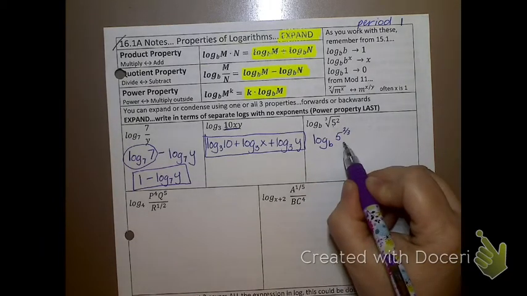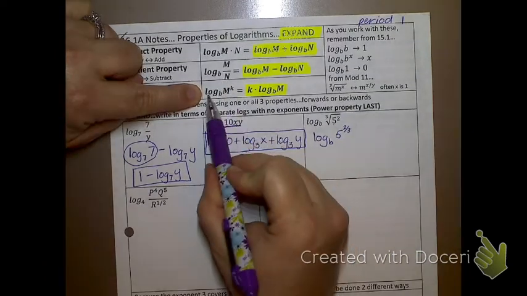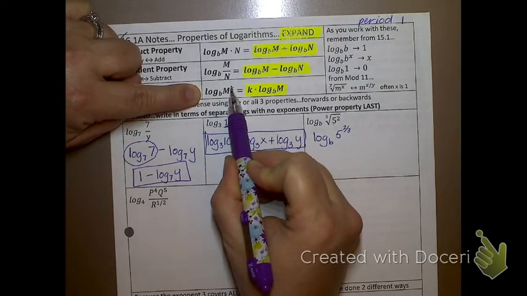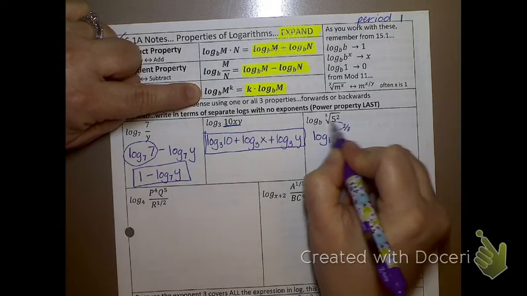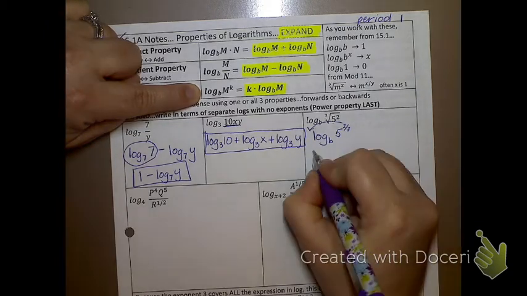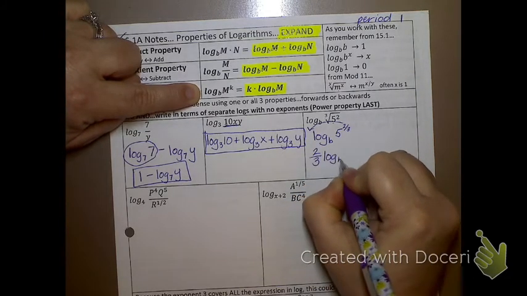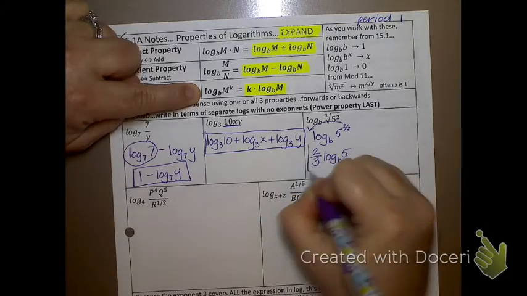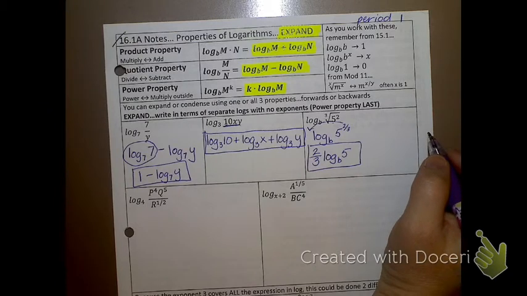So now, which rule am I going to use? The power property. So what does this power property say? It says that if I have an exponent, what do I do with that exponent? I bump it to the front. So I'm going to bump that 2/3 to the front, and I have 2/3 log base b of 5. That is the expanded form of that logarithm.